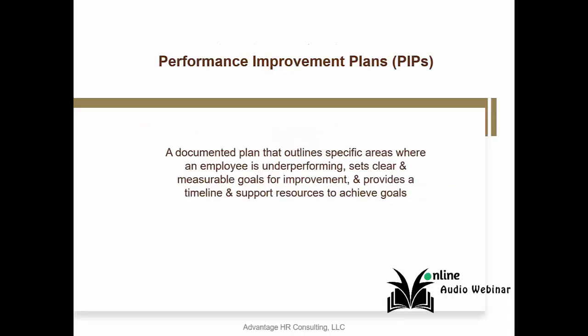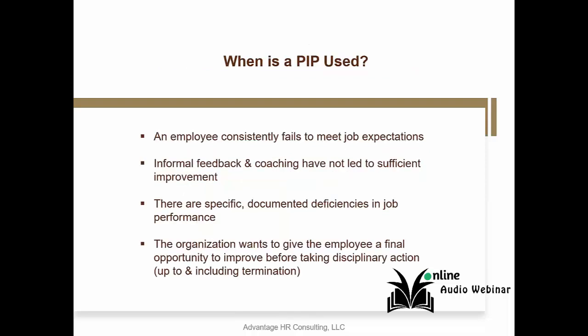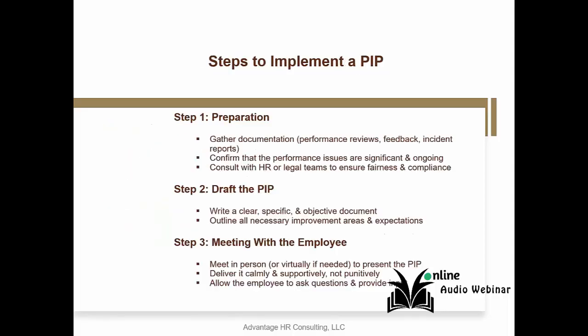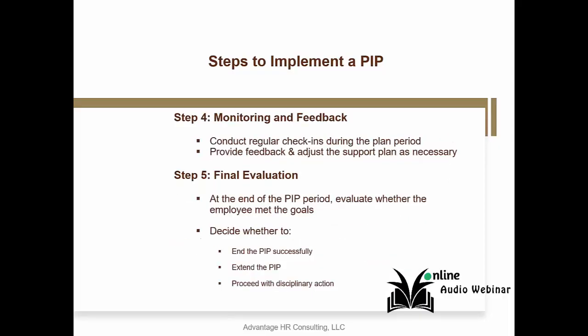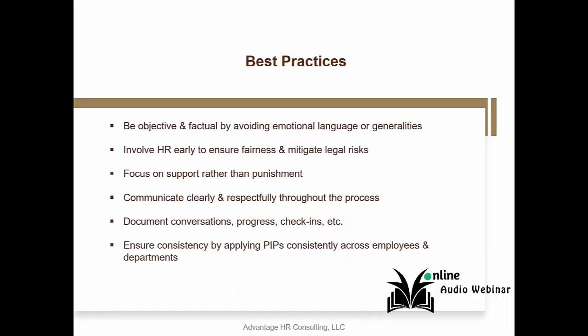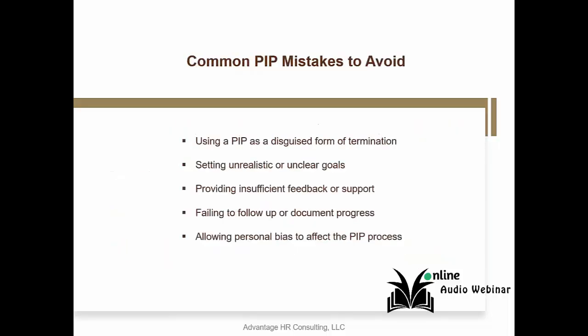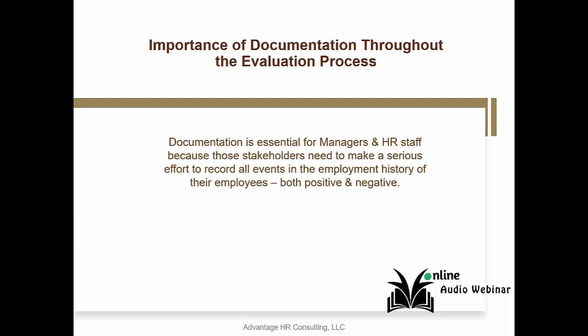I also would like to cover performance improvement plans. An employee consistently fails to meet job expectations. Key elements of a PIP: support and resources. Steps to implementing the PIP: you need to be prepared. You would monitor the situation, some best practices, some legal consideration with respect to PIPs, some common PIP mistakes that you want to avoid at all costs. So PIP outcomes. I also want to touch upon the importance of documentation throughout an evaluation process.